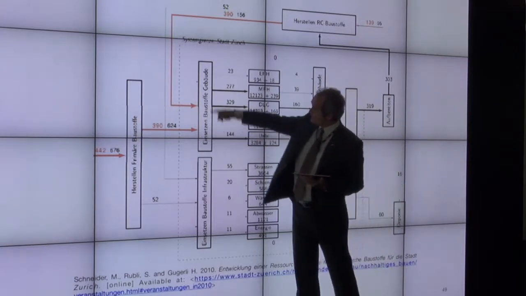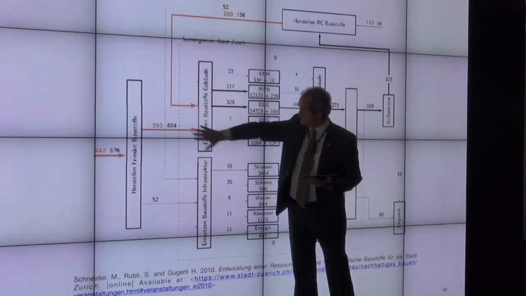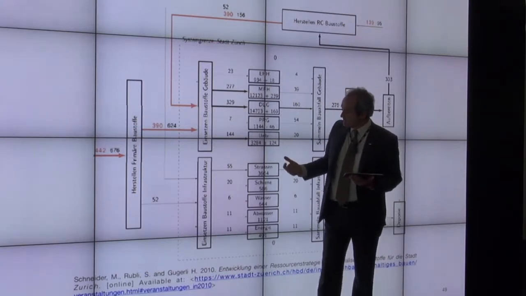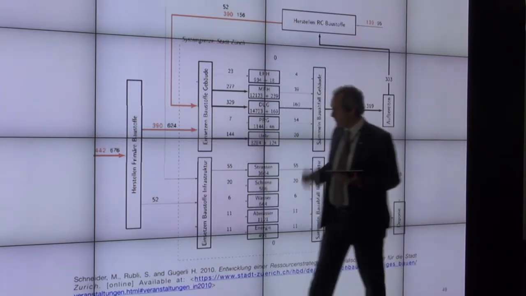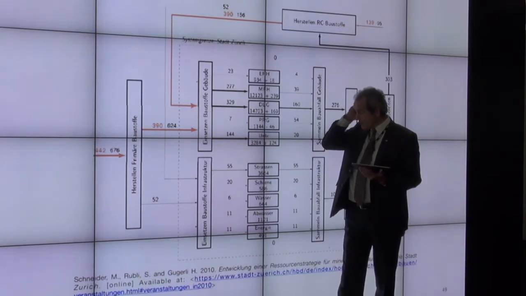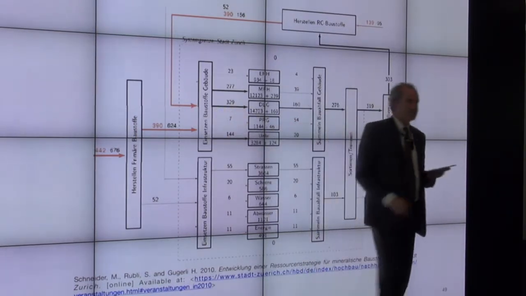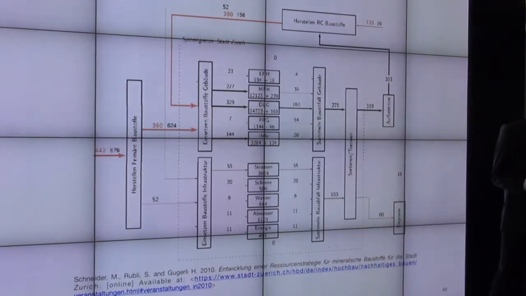And the stocks and flows of buildings. So this is going into the buildings. And you can see already quite a difference. You have 624,000 tons going into buildings as a flow of concrete, only 52,000 tons into infrastructure.